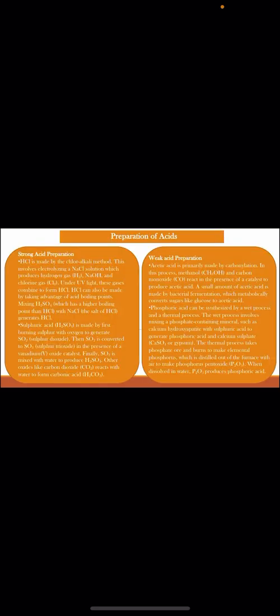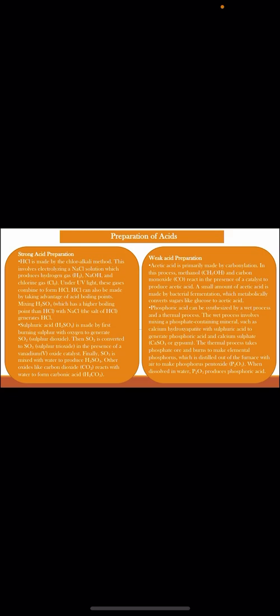Preparation of acids. Strong acid preparation. Hydrogen chloride is made by the chlor-alkali method. This involves electrolyzing a salt solution, which produces hydrogen gas and chlorine gas, and UV light. These gases combine to form hydrogen chloride. Hydrogen chloride can also be made by taking advantage of acid boiling points: mixing sulfuric acid, which has a higher boiling point, with the salt of hydrogen chloride generates it.